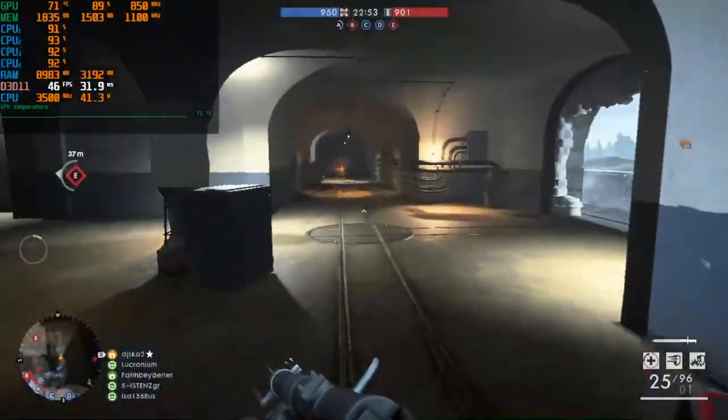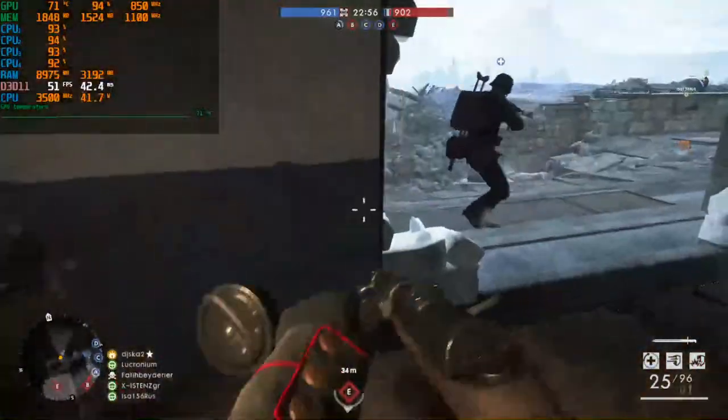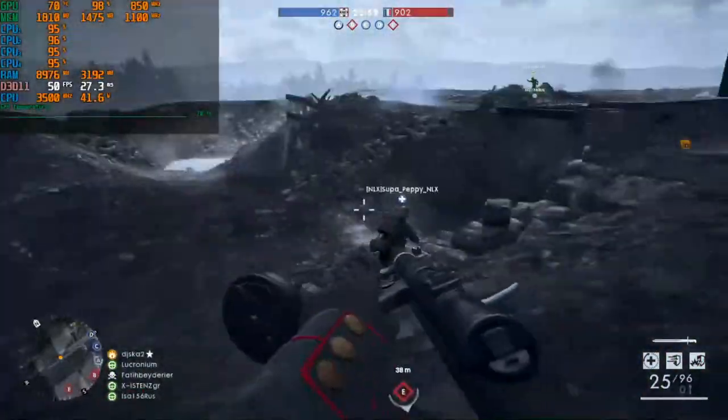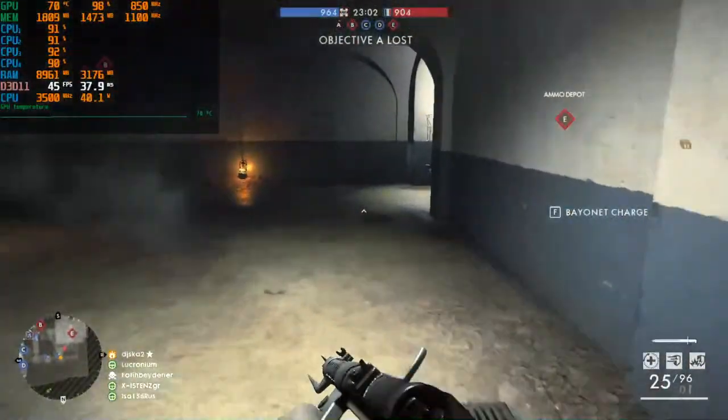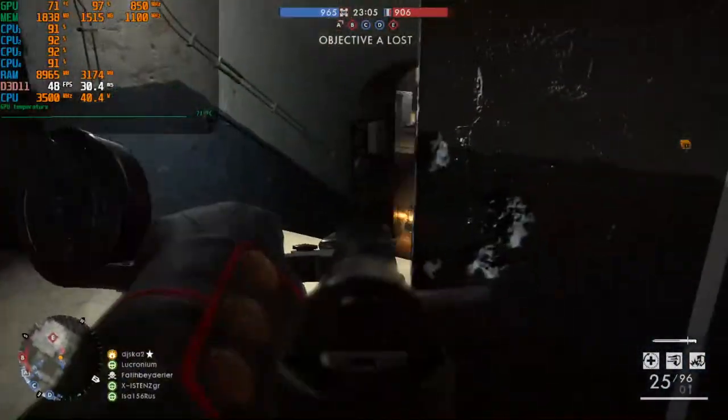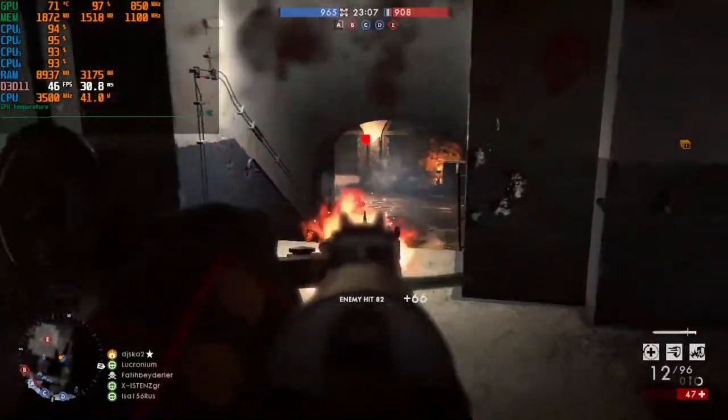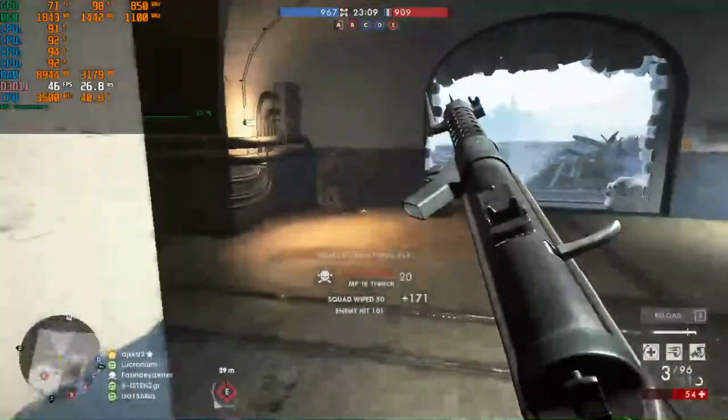But yeah, it's hitting 100. We are here a little bit bottlenecked. So this graphics card is basically a bottleneck. The GPU is also running all the time at 98%, so you know.